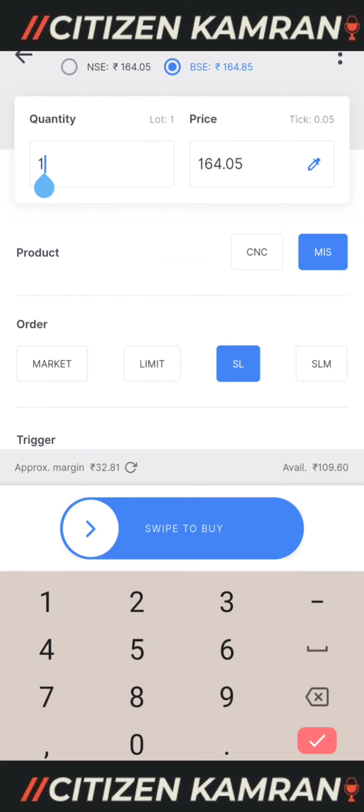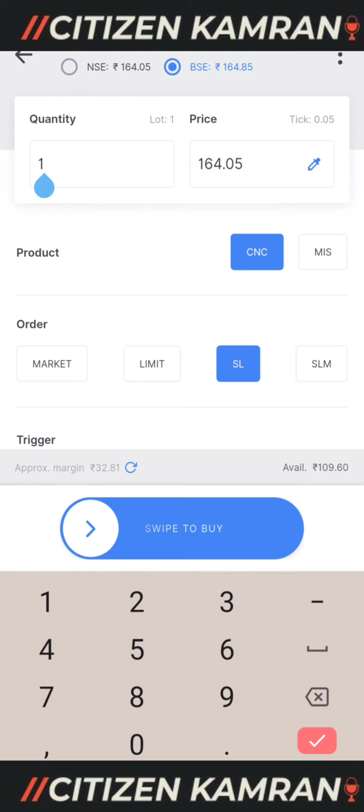So what I usually do is cash and carry. I do not believe in intraday trading because in intraday trading there is too much volatility. You may gain money, but you may also lose money. So there is a huge risk. A lot of people lose money on intraday trading. So I usually say don't do intraday trading. Just do cash and carry.